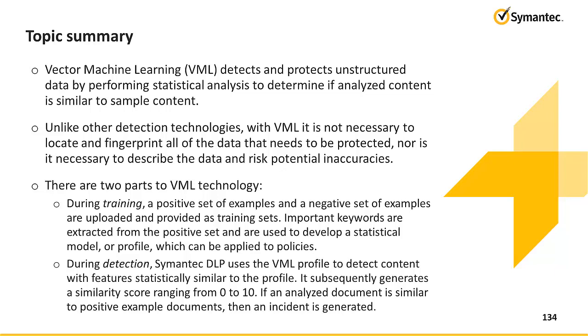There are two parts to VML technology. One, during training, a positive set of examples and a negative set of examples are uploaded and provided as training sets. Important keywords are extracted from the positive set and are used to develop a statistical model or profile which can be applied to policies. Second, during detection, Symantec DLP uses the VML profile to detect content with features statistically similar to the profile. It subsequently generates a similarity score ranging from 0 to 10. If an analyzed document is similar to positive example documents, then an incident is generated.